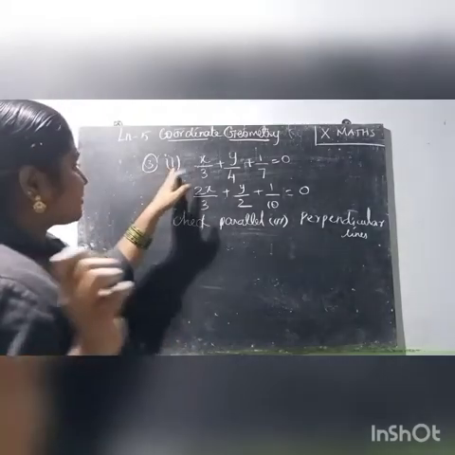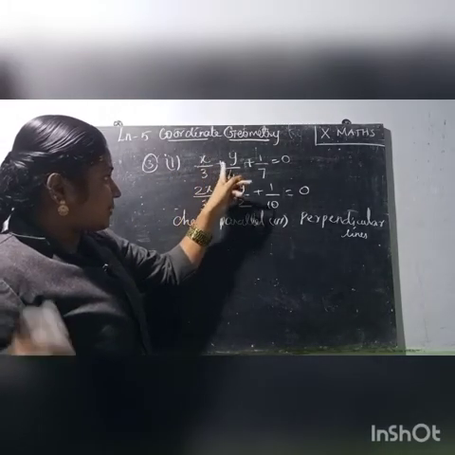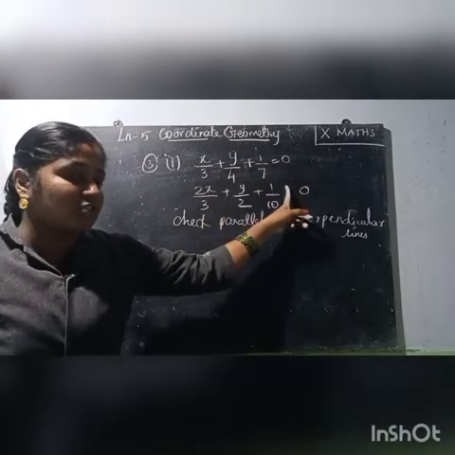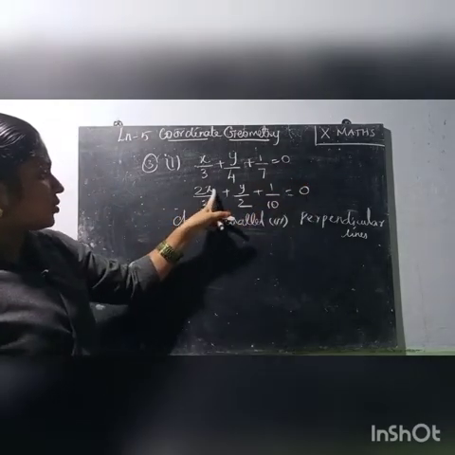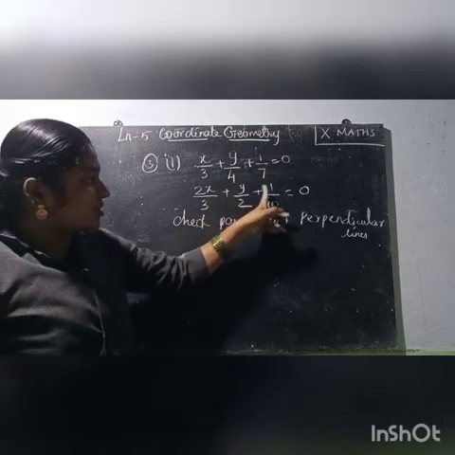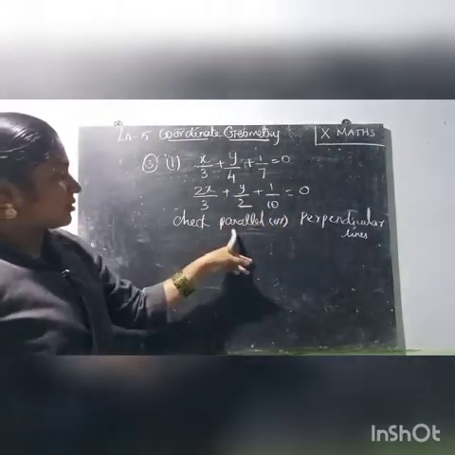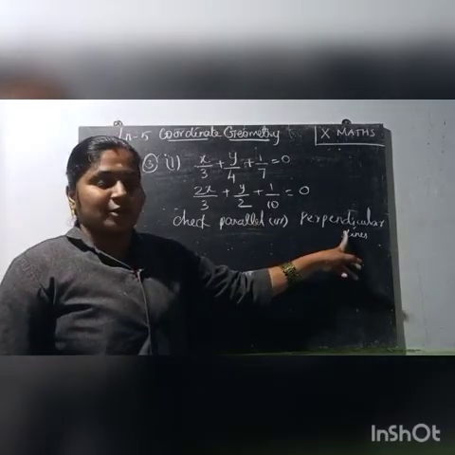See, third division, first one. x by 3 plus y by 4 plus 1 by 7 equal to 0. This is the first equation. Then second one, 2x by 3 plus y by 2 plus 1 by 10 equal to 0. This is the second equation. Check whether the lines are parallel or perpendicular.